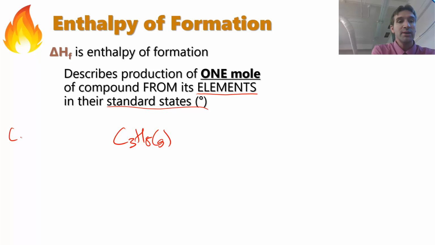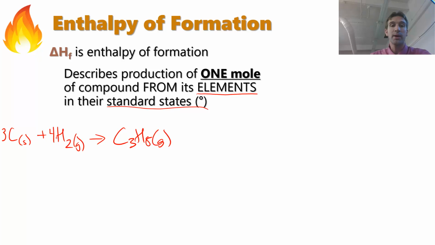So our standard state carbon is going to be its solid, and specifically the graphite form, not the diamond form, the graphite. That's going to be combining then with hydrogen, and since hydrogen is a diatomic element, that's going to be H2. In its standard state, we know that that's going to be a gas. So when it comes together, we balance this, and we're going to see that there must be 3 carbon, and then we see there would be 4 of our hydrogen gas in order to make 1 mole of our product.